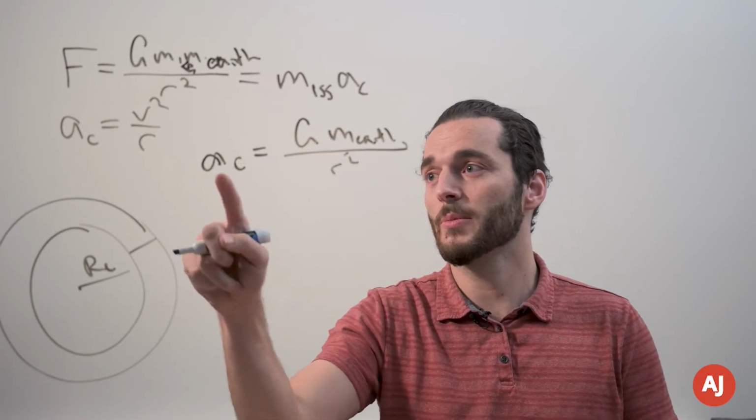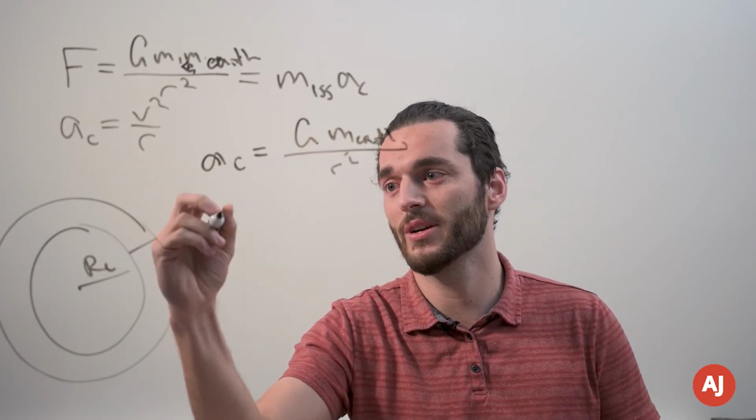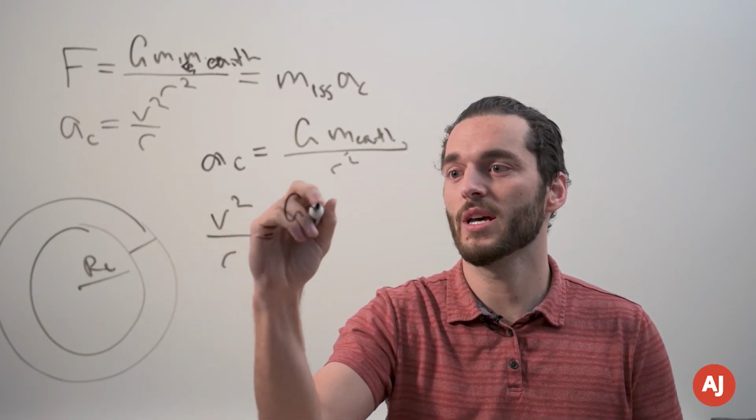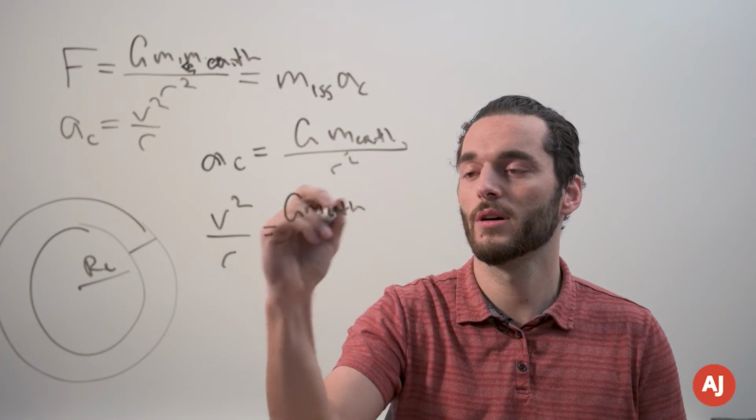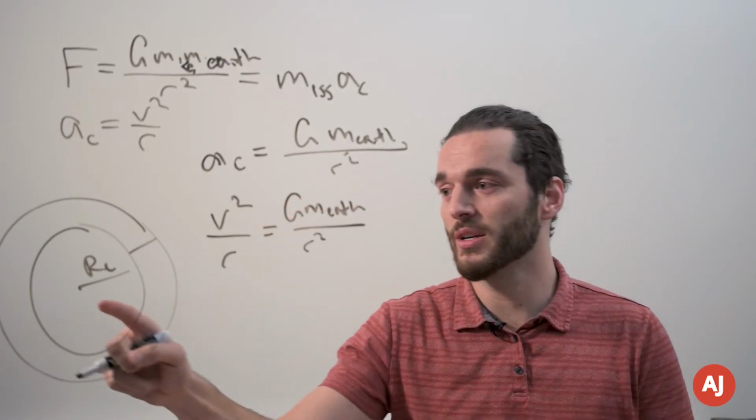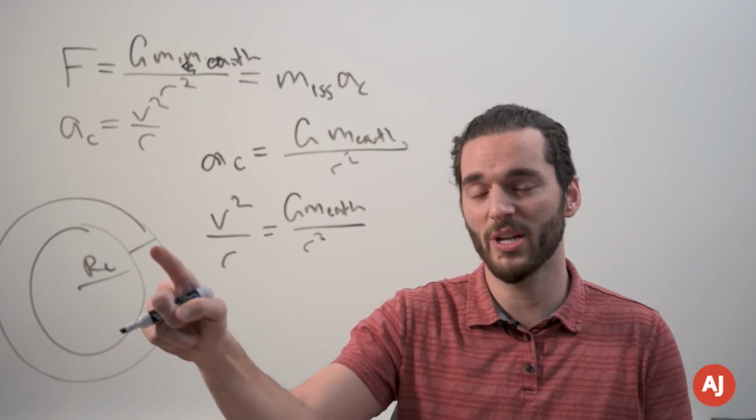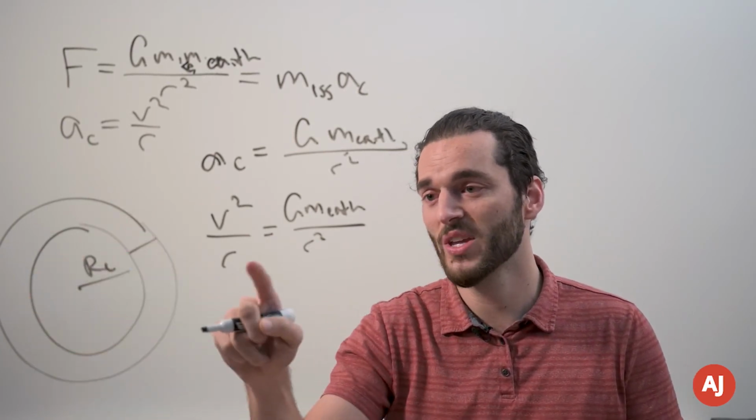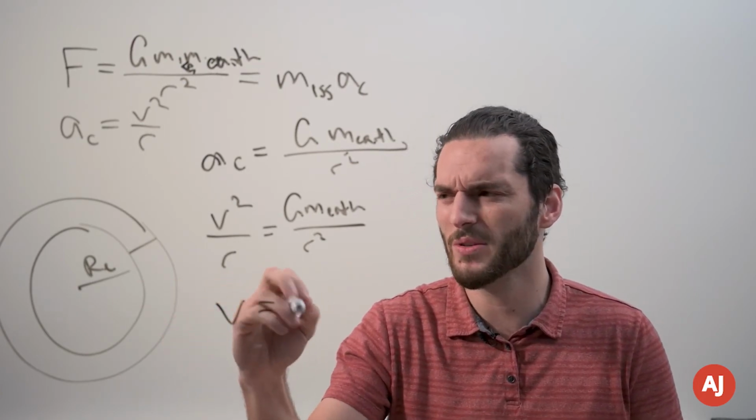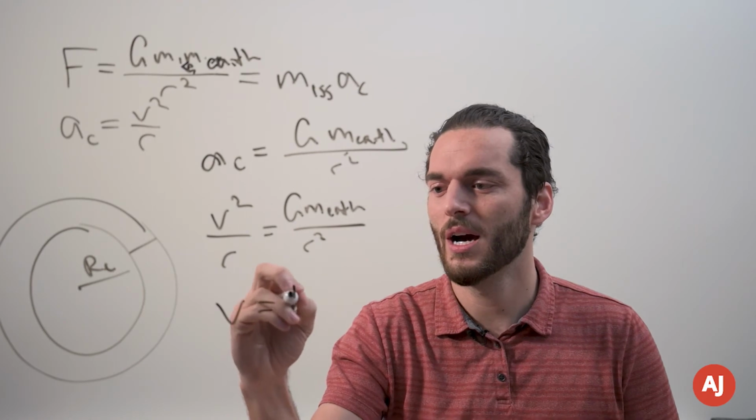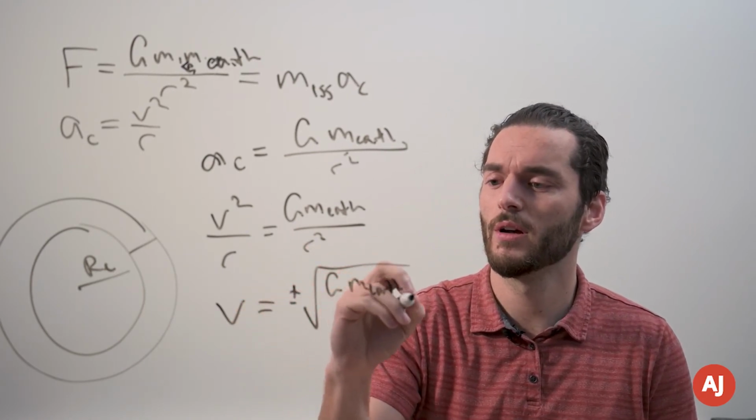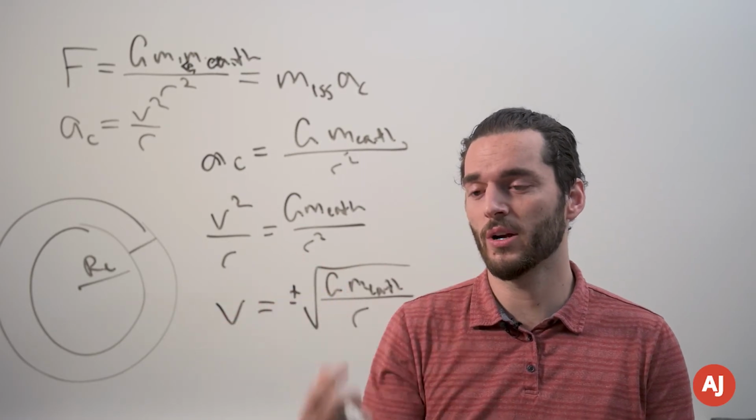r squared. Remember, this acceleration is just this v squared over r here, so we end up with v squared over r equals G M Earth over r squared. These are the same r. It's the radius of Earth plus the orbiting altitude of the International Space Station. So we can cancel one of those, and then if we take the square root, technically we could do plus or minus because we could go in either direction. So we do the square root of G M Earth over r, because again, we get one r to cancel.